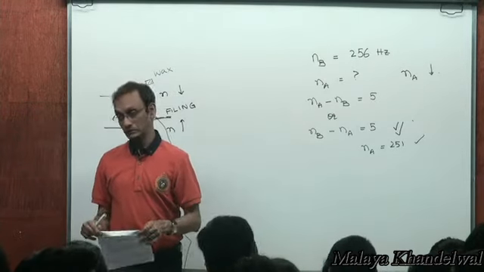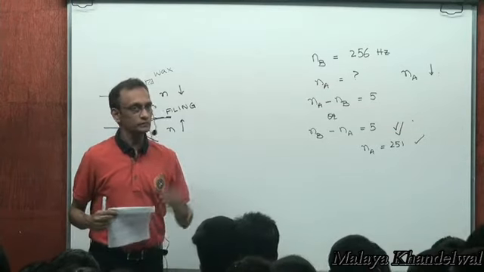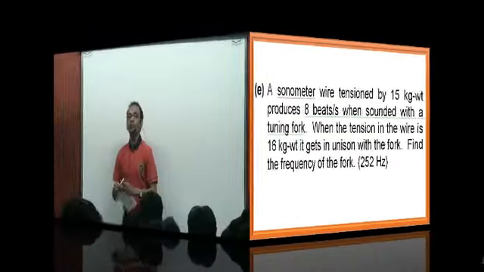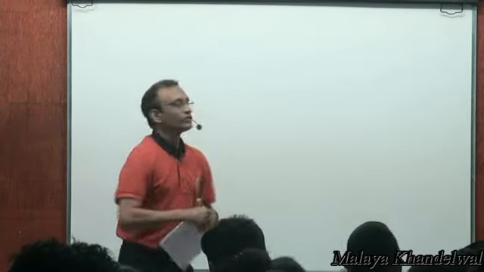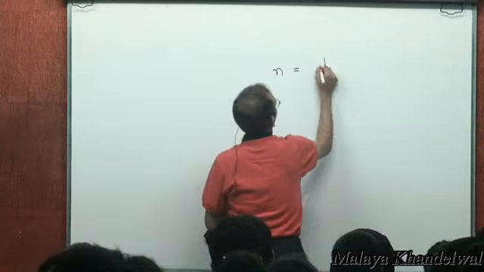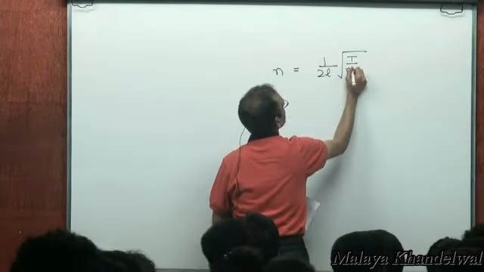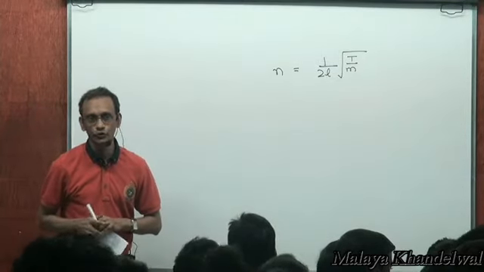Let's look at E. So far so good, or are you confused? A sonometer wire. By the way, the frequency of vibration of a sonometer wire in its fundamental mode is 1 by 2L times the square root of T by M, where M is the mass per unit length. This is the fundamental frequency in a sonometer wire.